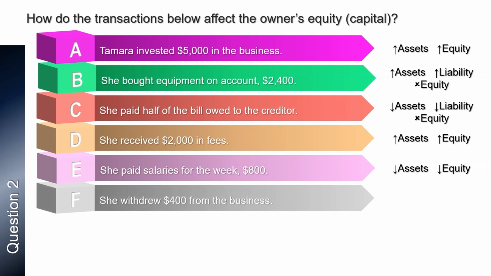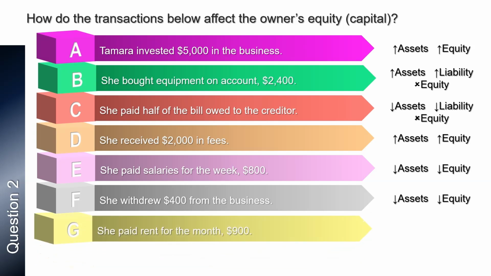F. She withdrew $400 from the business. A withdrawal decreases both assets, cash, and equity by $400. G. She paid rent for the month of $900. Paying rent decreases both assets, cash, and equity by $900 because rent is an expense.